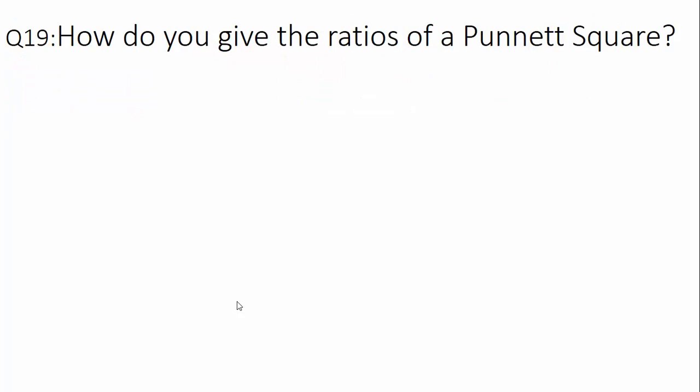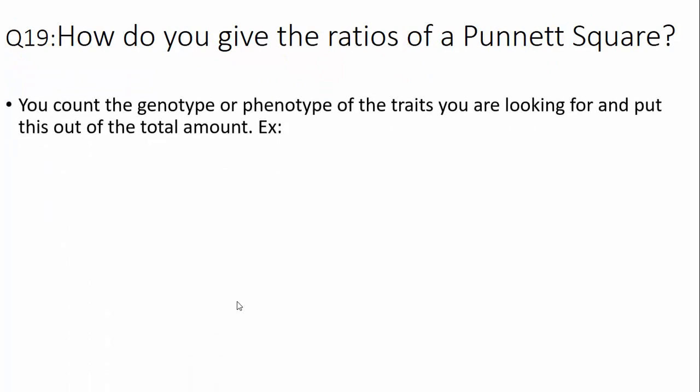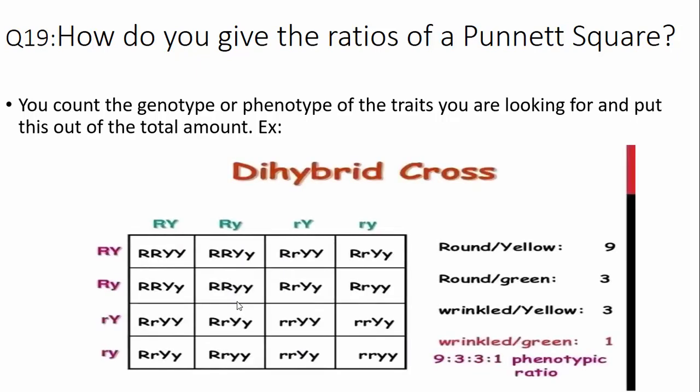All right, how do you give the ratios of a Punnett square? You count the genotype or the phenotype of the traits you are looking for and put this out of the total amount. Here's an example. We have a dihybrid cross, and there's 2 ways. So round yellow. We know round is given off by a capital R. Yellow is given off by a capital Y. 1, 2, 3, 4. Not here because we don't have at least one capital Y. 5, not here, 6, 7, 8, and 9 right here. So that would be 9 out of 16.